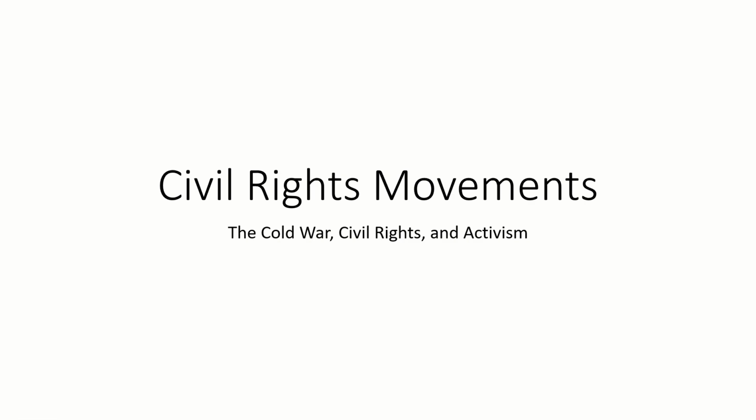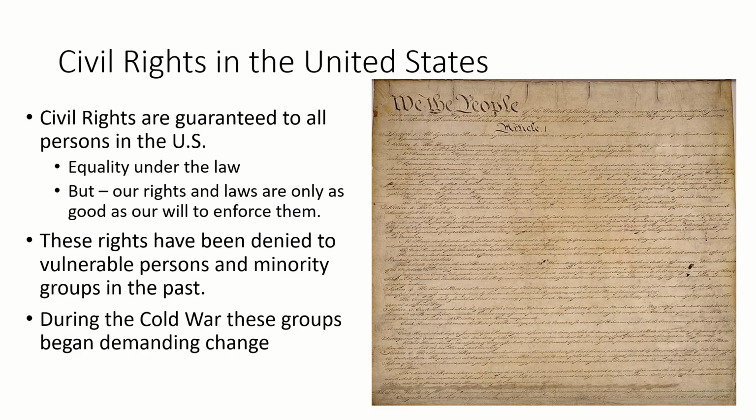Today we're going to have a brief introduction to the civil rights movements in the 1950s, 60s, and 70s. So when we talk about civil rights in the United States, these are guaranteed in theory by the Constitution. We have civil rights, equality under law. The 14th Amendment says that those protections must be applied equally. But as we've looked at in this course, these rights have often been denied to varying groups of people.